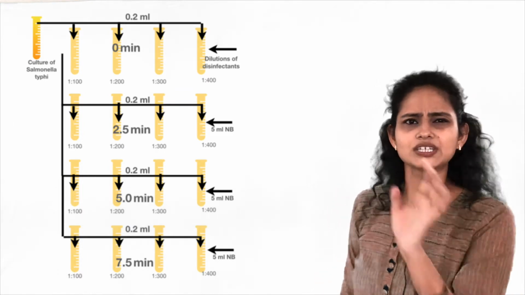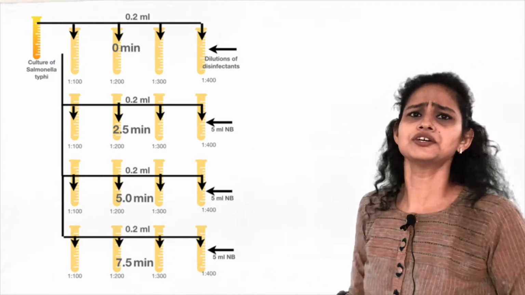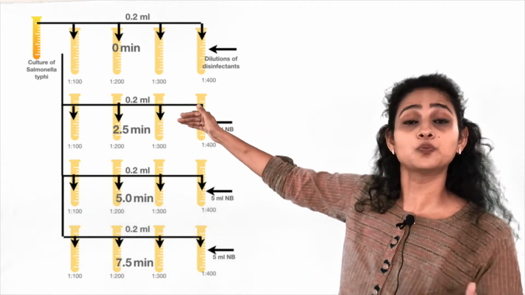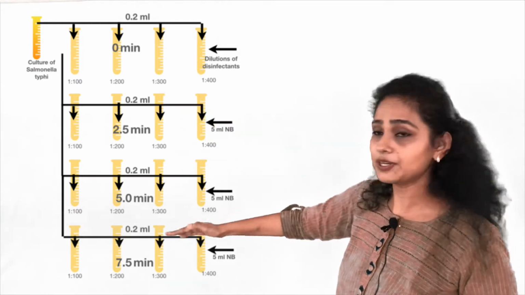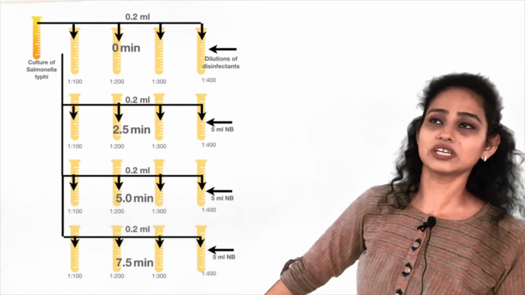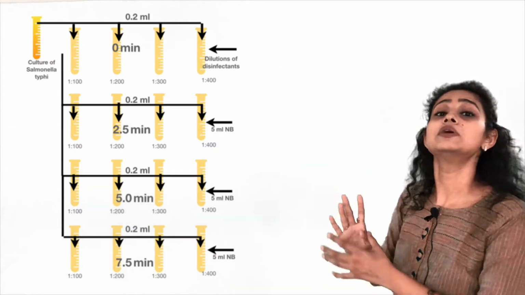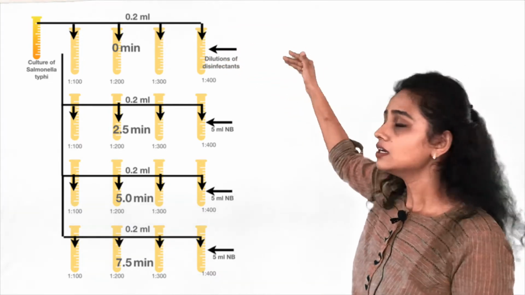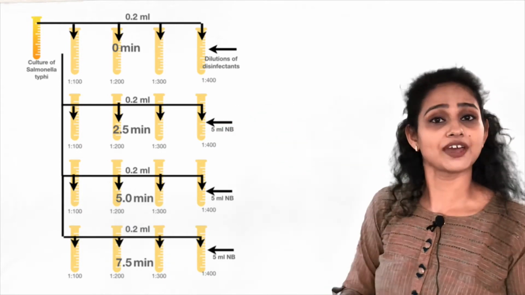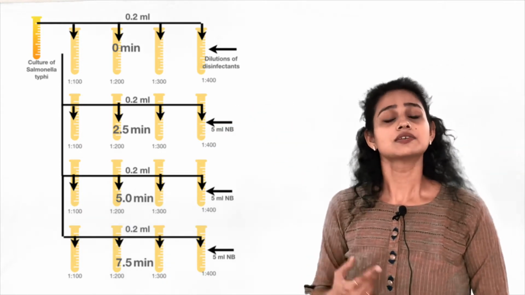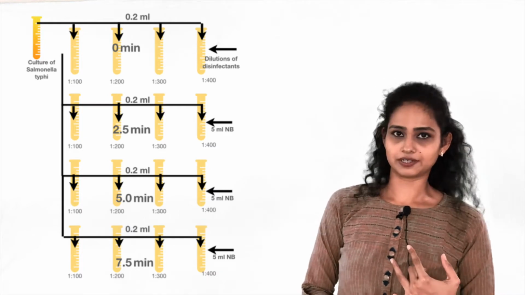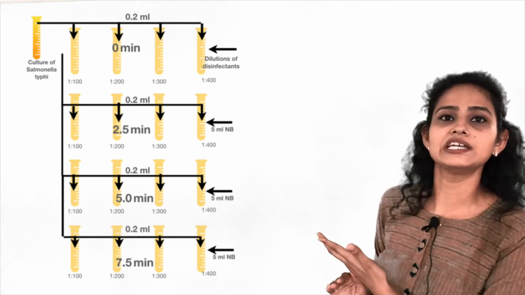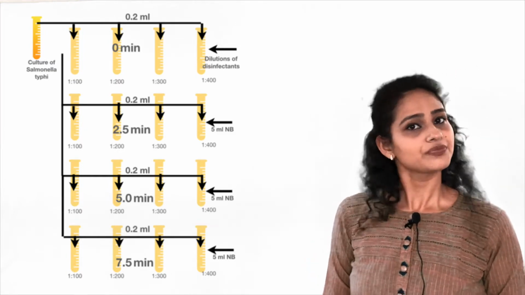Okay, so just learn labeling first, so it will be easier to understand, right? So the first one we will term 2.5 minutes, then 5 minutes, then 7.5 minutes, and last will be 10 minutes. This is how we will be labeling our test tubes or our sets. First is the dilution set, second is the 2.5 minute set, then the 5 minute set, 7.5 minute set, and 10 minute set. Now all the timing sets will contain 5 ml nutrient broth.